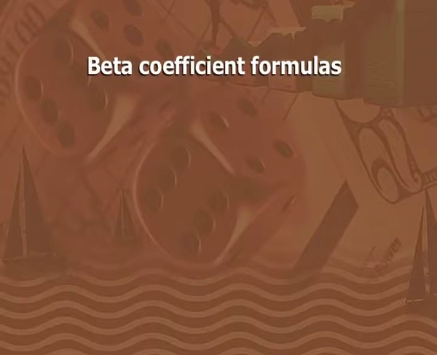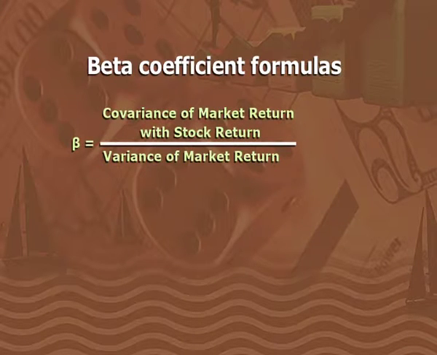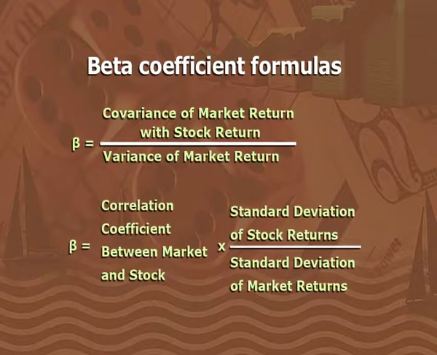Beta coefficient is given by the following formula. Beta coefficient is equal to covariance of market returns with stock returns divided by variance of market returns. Beta coefficient is equal to correlation coefficient between market and stock multiplied by standard deviation of stock returns divided by standard deviation of market returns.